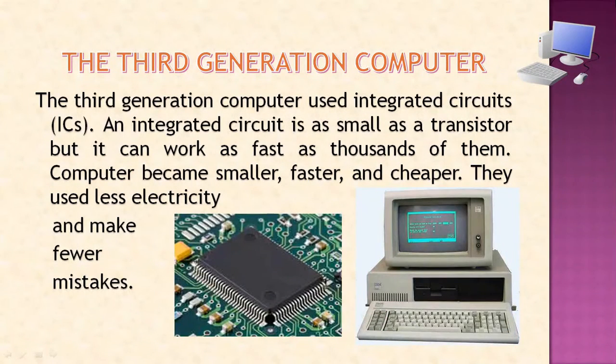The third generation computer used integrated circuits called ICs. An integrated circuit or IC is as small as a transistor, but it can work as fast as thousands of them. Computers became smaller, faster, and cheaper. They used less electricity and made fewer mistakes.